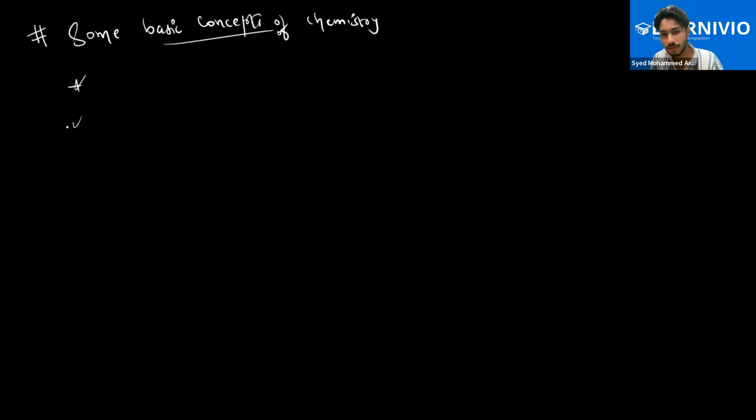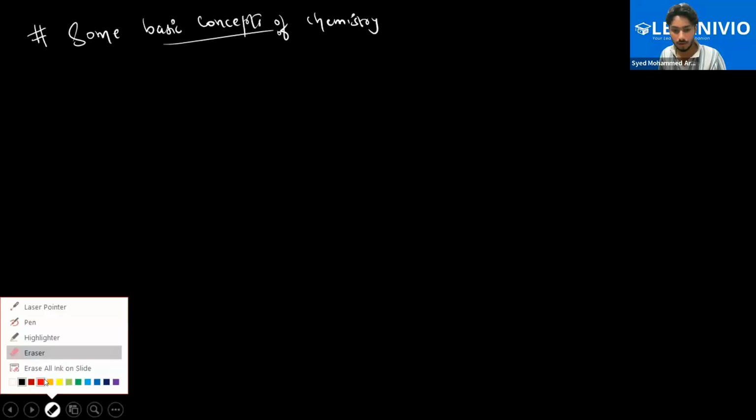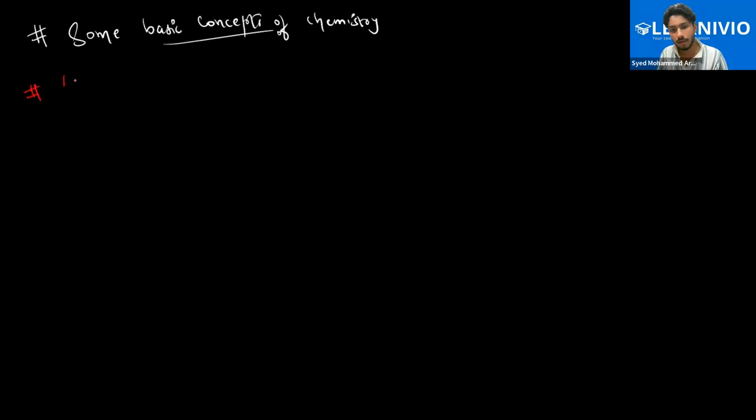and significant figures. In this class I'm not going to explain scientific notation and significant figures, because these are not very chemistry topics. I am going to explain the chemical compositions, the laws of chemical composition. There are four laws in chemical composition.